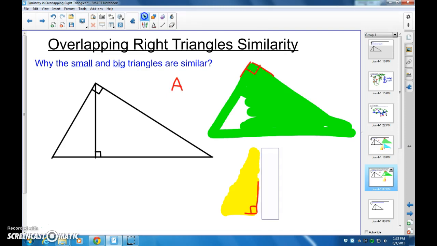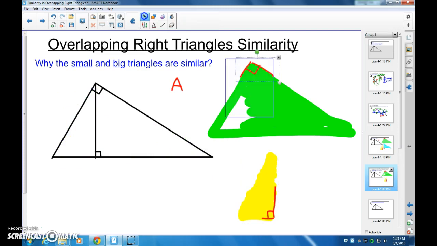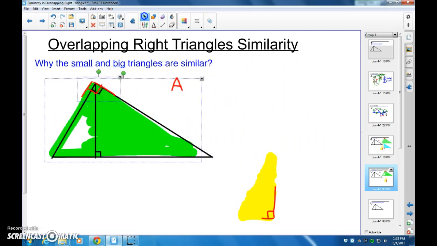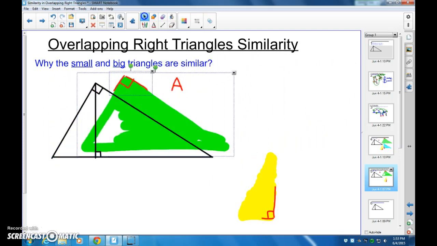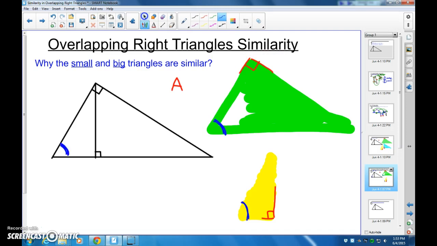Now, here's the key. Notice where this guy came from and stare at the bottom left corner. And notice where this guy came from and stare at his bottom left corner. Both bottom left corners, here and here, are being shared right there. So you actually have two A's that are equal. And if you know that you have two A's that are equal, then the triangles are similar.